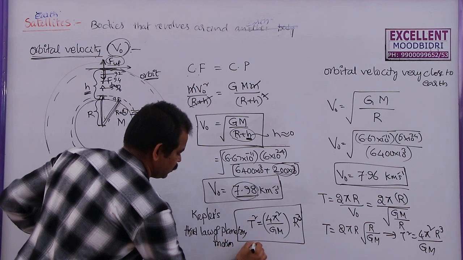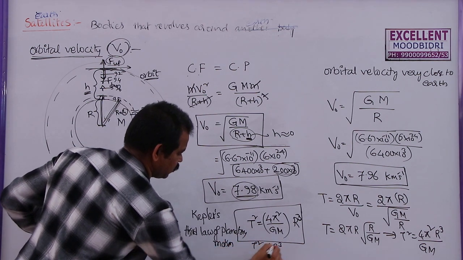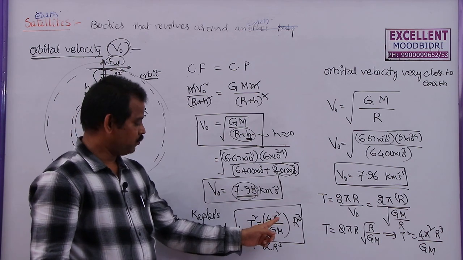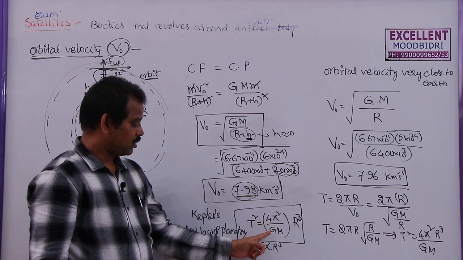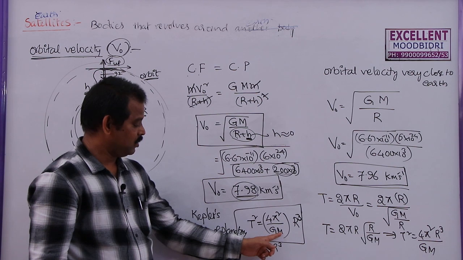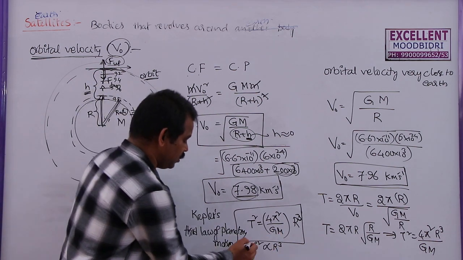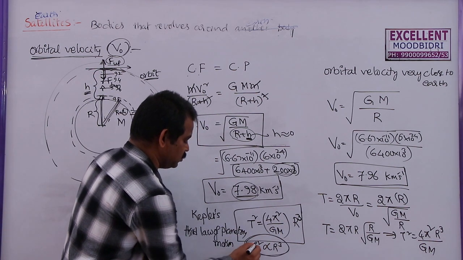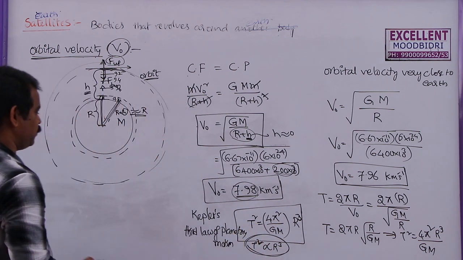So from this we can write T square directly proportional to r cube. Why? Because 4 is a constant, pi square is also a constant value, capital G universal gravitational constant, M is the mass of the Earth. So that's why we can write T square directly proportional to r cube. This is the third law of planetary motion.